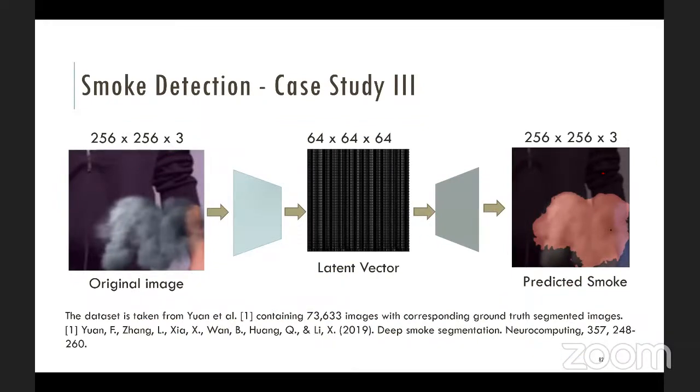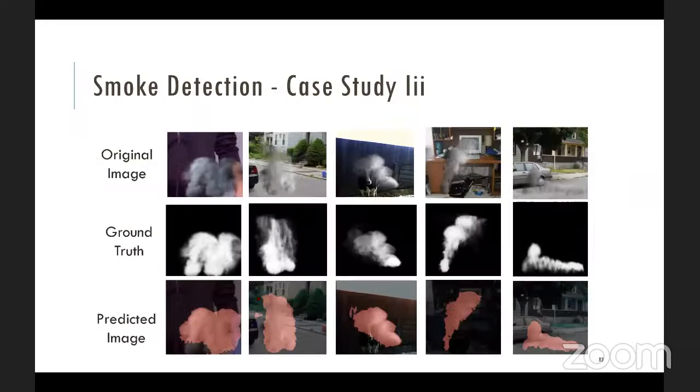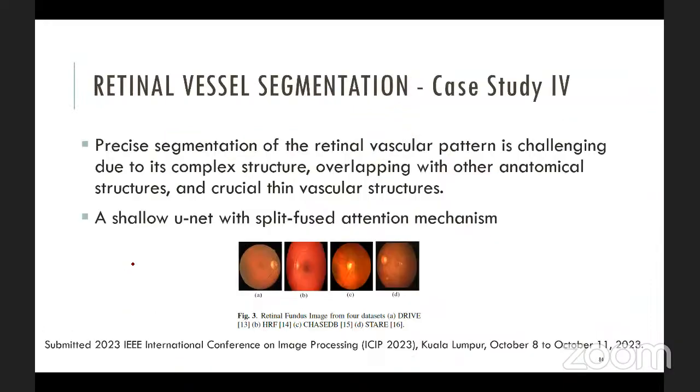Now here you can see the three classes: person, smoke, and so on. These are the results: the original image, then the ground truths, and these are the predicted images, right? So this is what we mean by segmentation.